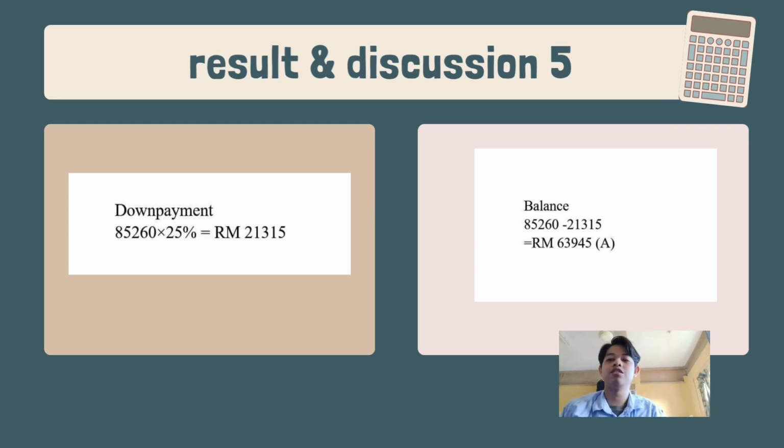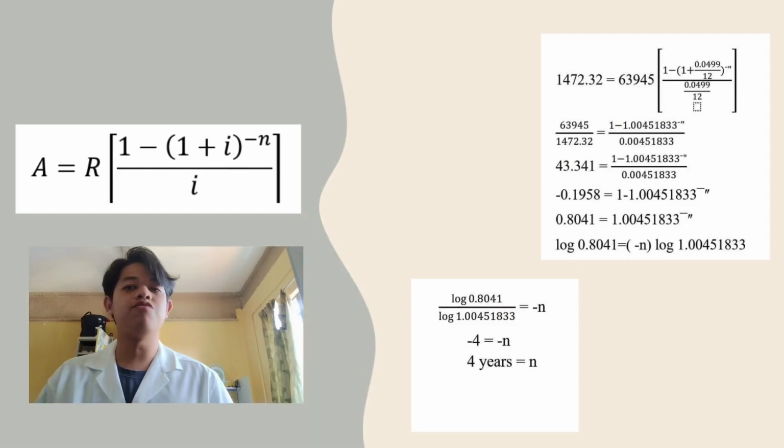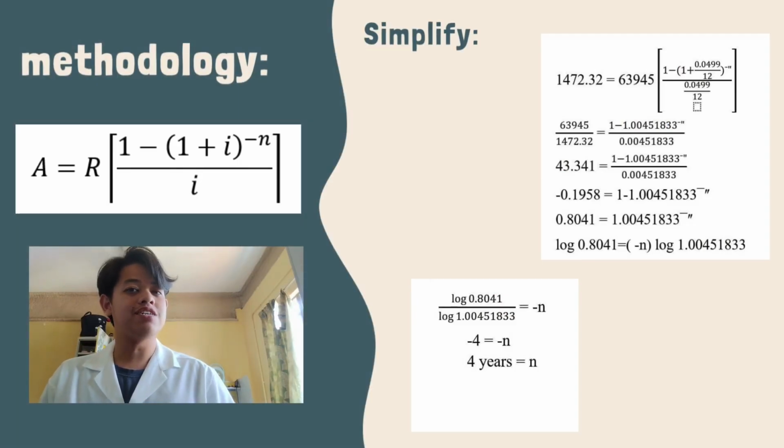Okay, so let's go to the formula, and the formula to simplify, and this is the answer to use the formula. So you will get 4 years equals n.